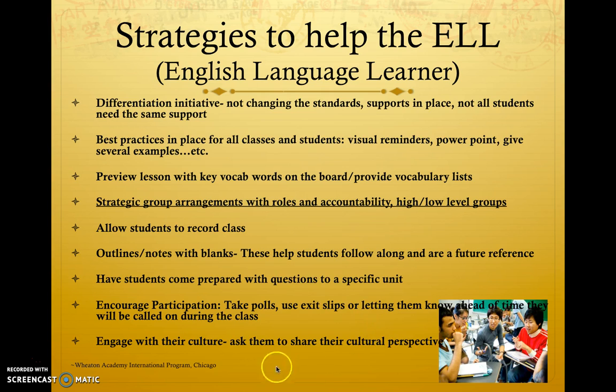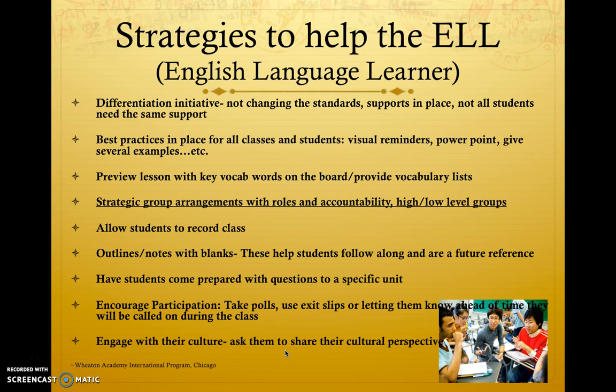And then lastly, a strategy is engaging with their culture. Of course, you have to feel it out and see if they've warmed up to your class, the subject, or even you, or the dynamics of your class, to give them and the American students who need it very much a global perspective.